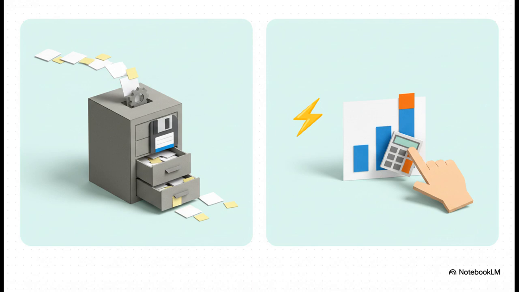On the other hand, you have measures. These are calculated on the fly only when you actually click on a visual. They don't store anything, so they're way more efficient for big, complex calculations.